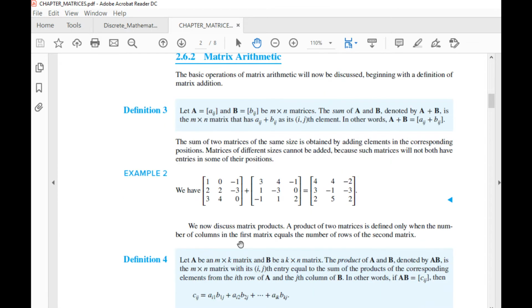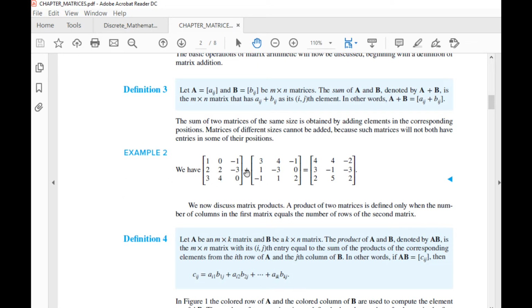Let me proceed to example number 2 here. As you can see, we have two given matrices. Let us first determine the size. This is a 3 by 3 matrix, also a 3 by 3 matrix. A matrix with equal rows and columns, we oftentimes call a square matrix. So this is the rule for doing addition: both matrices should have the same size. You cannot add a 3 by 3 matrix with a 4 by 2 matrix. That's impossible. So for you to proceed, you must have two matrices of equal sizes.